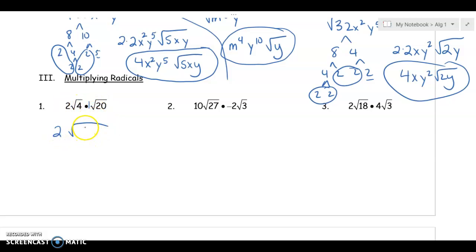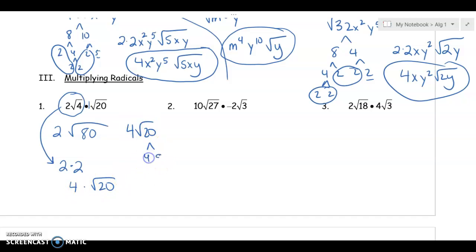4 times 20 is 80. Now, if you wanted to, kind of a shortcut with this one that I just realized is square root of 4 is a perfect square. So really, this is the same thing as saying 2 times square root of 4 is 2. So really, we're saying 4 times the square root of 20. That's going to be a little bit shorter of a factor tree to have to do. So this ends up being 4 root 20, and you just do your little factor tree.